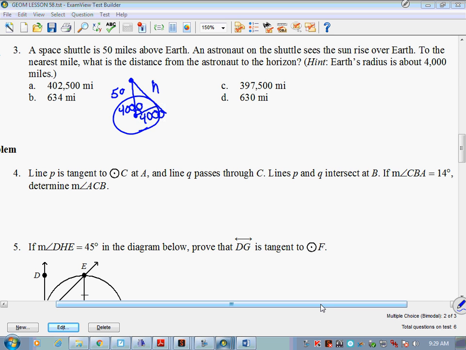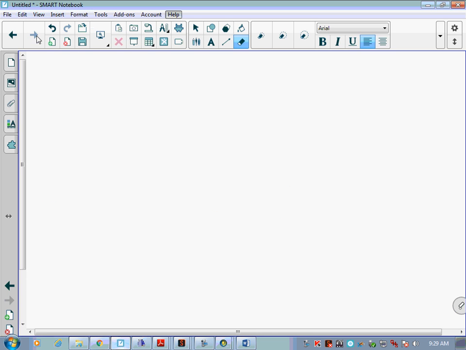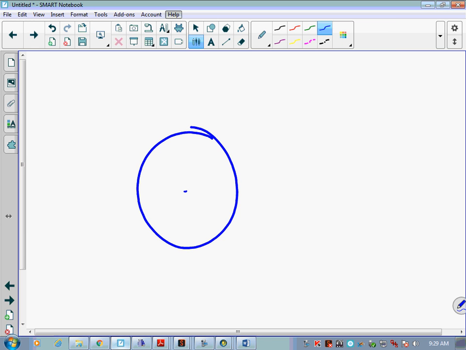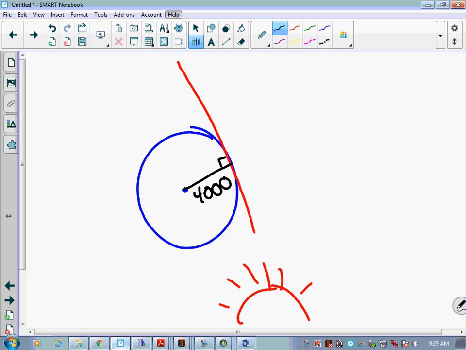So let me draw this a little bit bigger so that you can see it. We're going to do this again. My ray of sunlight comes out here, and here's my sun over here. It is tangent, or perpendicular, to my radius. My radius is the same everywhere. It's 4,000 miles, right?